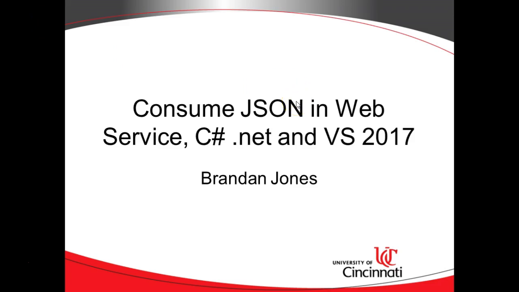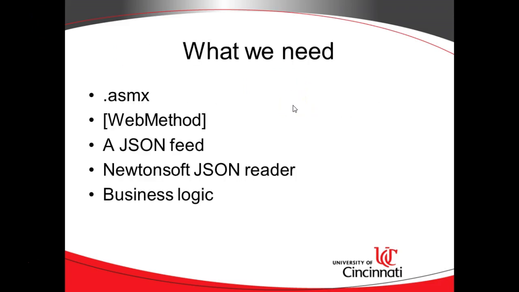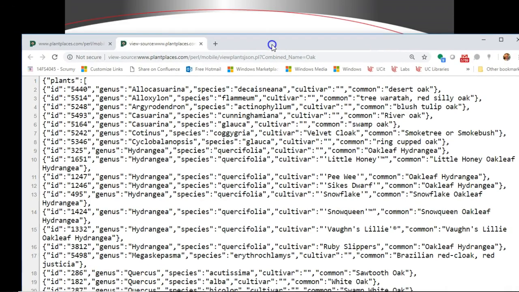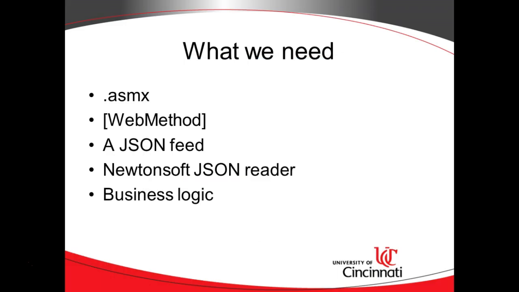So there is going to be a little bit of business logic. I'm going to quickly hit a couple of slides, and then we'll jump right into a live demo. So what we're going to need is a .asmx extension, or a web service file, in our Visual Studio project. We'll need to annotate the method that we want to expose through a web service with the WebMethod annotation. We'll need the JSON feed, the one that I showed you earlier, and this one is indeed publicly available.